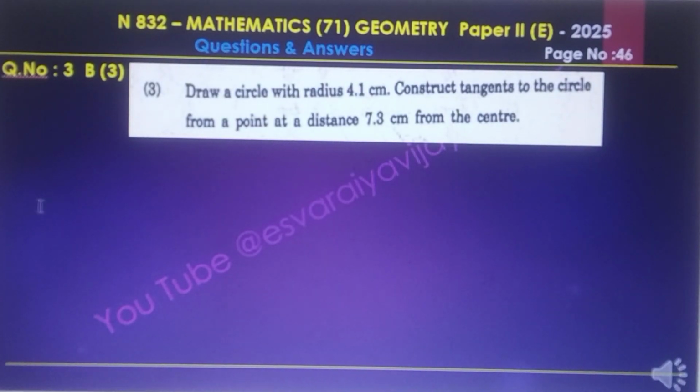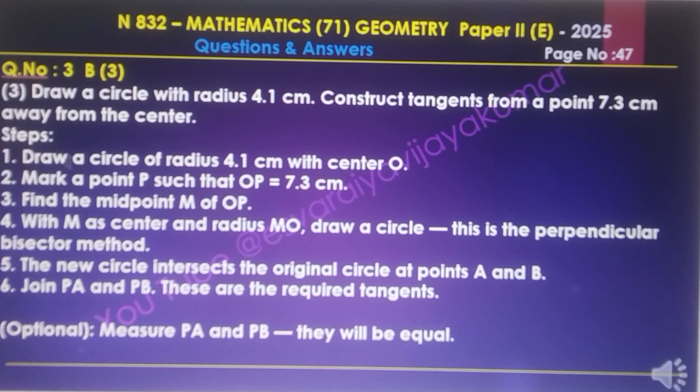Question number 3b. Draw a circle of radius 4.1 cm. Construct the tangents to the circle from a point at a distance of 7.3 cm from the center. Here is the answer. Step 1: draw the circle of radius 4.1 with center O, and mark a point P such that OP equals 7.3. Find the midpoint M of OP, and with M as center and radius MO draw the circle, using the perpendicular bisector method. The new circle intersects the original circle at points A and B. Join PA and PB, these are the required tangents. Measure PA and PB, they will be equal.